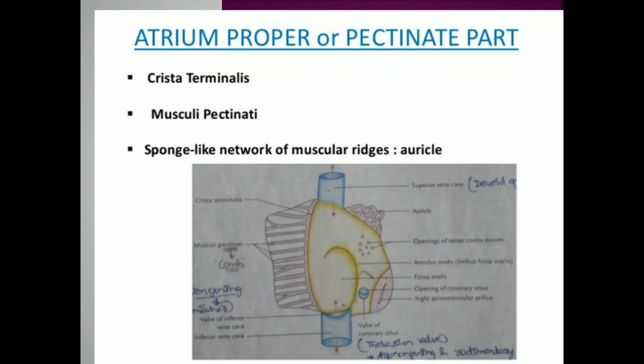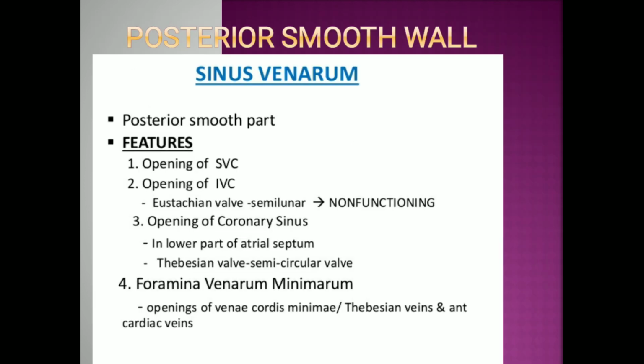These are the features you see in the atrium proper, otherwise called the anterior rough wall. Next, we look into the posterior smooth wall. The posterior smooth wall is also called the sinus venarum. It presents the following features.